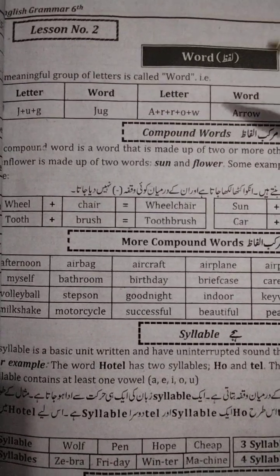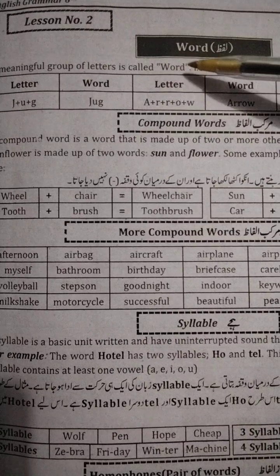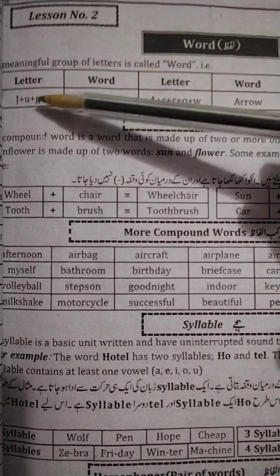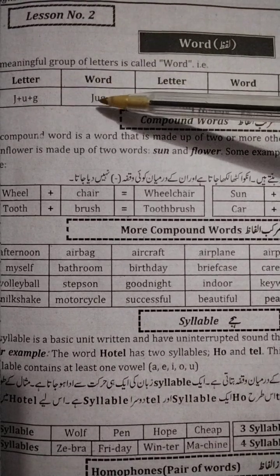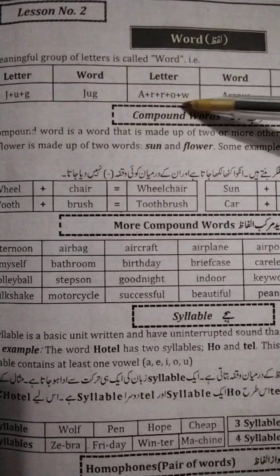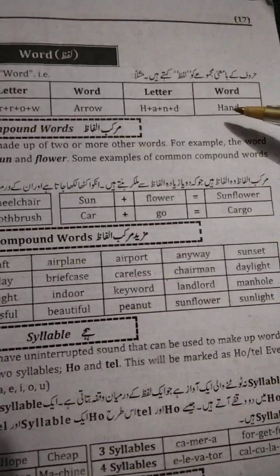Lesson number 2. Words. A meaningful group of letters is called a word. J-U-G, jug. A-R-R-O-W, arrow. Hand.